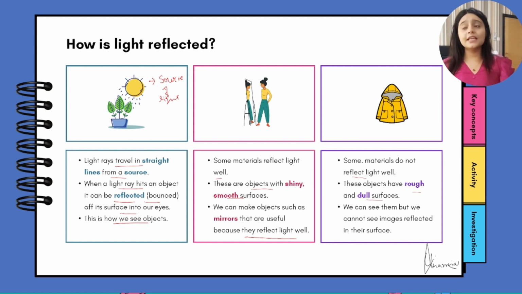Okay, we have observed that light reflects smoothly on surfaces which are smooth and shiny, but on surfaces which are a little rough or dull, the light cannot easily reflect properly. We can see such objects but we cannot see images reflected in their surface. On dull or rough surfaces, the light is not able to reflect smoothly.